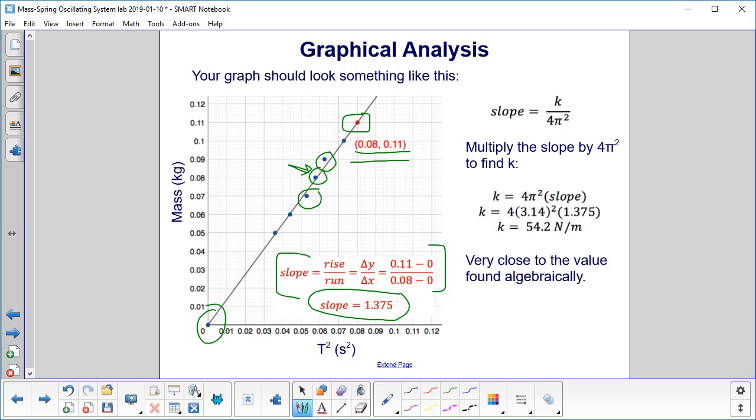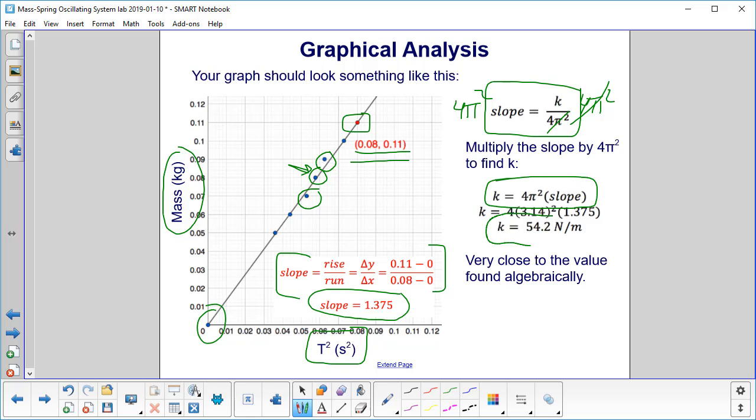That is not k, though. And let me just point one more thing out. This is correctly labeled T squared. The units are seconds squared. Mass is in kilograms. Our slope is equal to k over 4 pi squared. So when we multiply both sides by 4 pi squared, this cancels this, and k is equal to 4 pi squared times the slope. Put that in, and we find that k is 54.2 newtons per meter, which was very close to the value found algebraically. The advantage of the graphing approach is it smooths out the data from all the points.